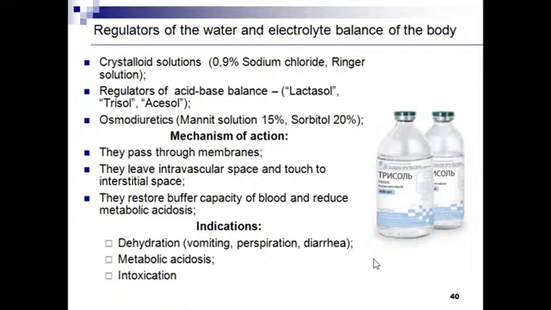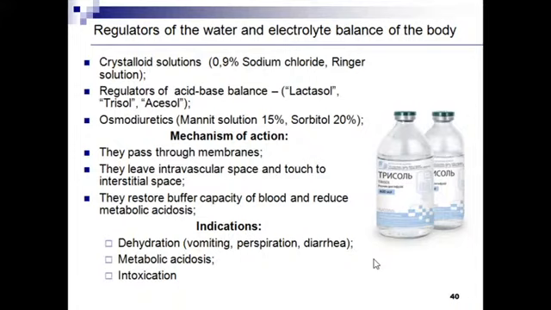They can pass through membranes and reach the interstitial space of the body, permeate from blood vessels into the interstitial space, into soft tissues, and restore the buffer capacity of blood and reduce metabolic acidosis. As you know, extracellular and intracellular fluids are very rich in salts, various crystalloids, for example potassium, sodium, chlorine. These solutions are very useful for correction of intracellular water impairment.